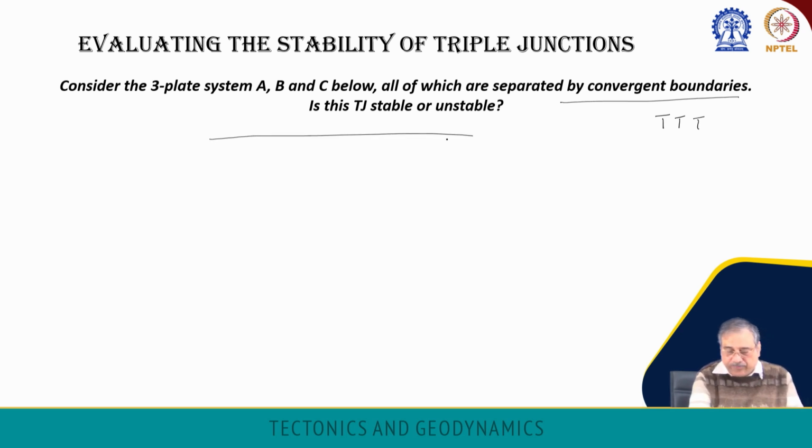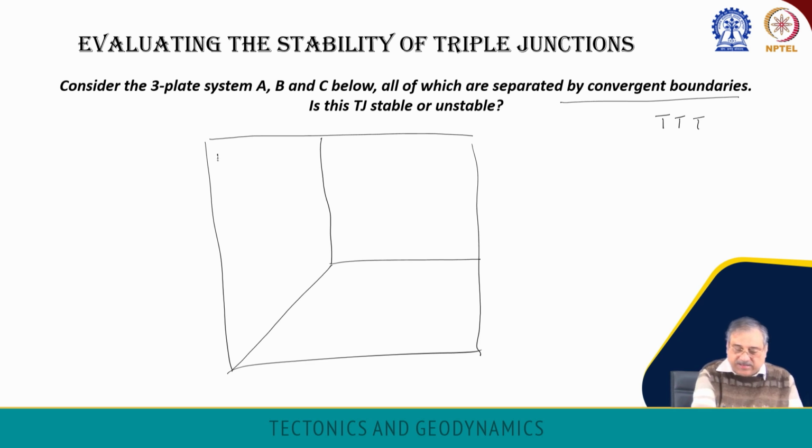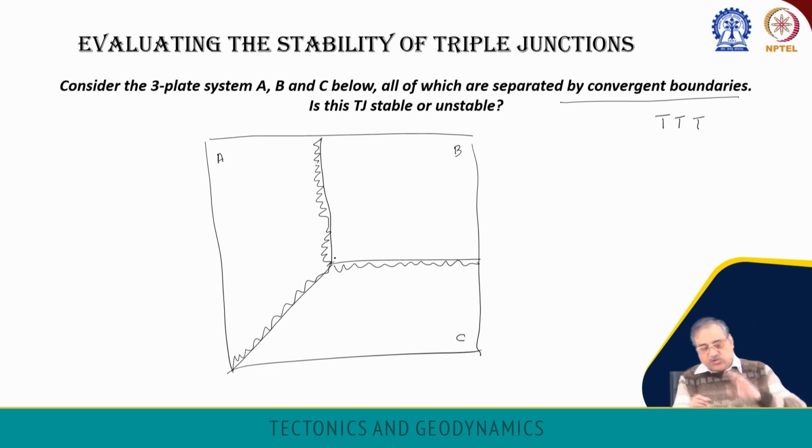Let's just imagine now that we have a three-plate system like this. Let us say this is plate A, this is plate B, and let's say this is plate C. Let's say that all of these are trenches, right? All of these triple junctions are trenches this way. So let us also just give you a few relative velocities, not the exact magnitudes, but just a gross thing. So this represents the relative velocity of B with respect to A.